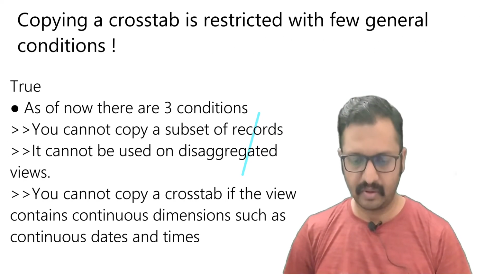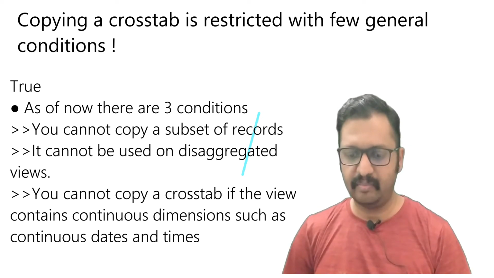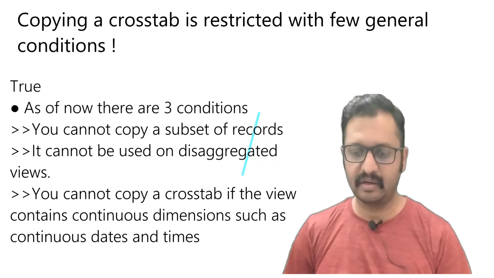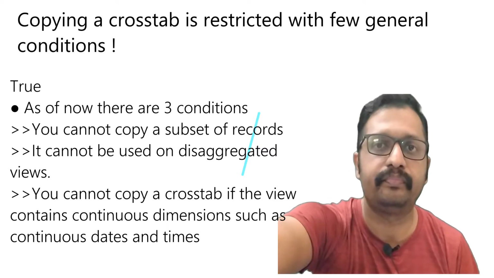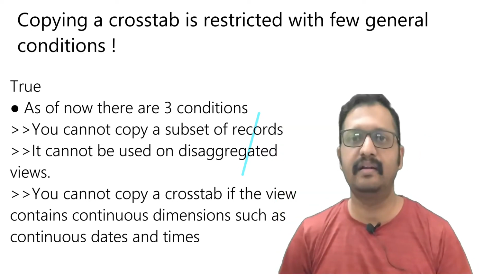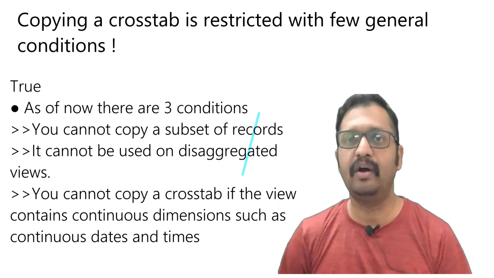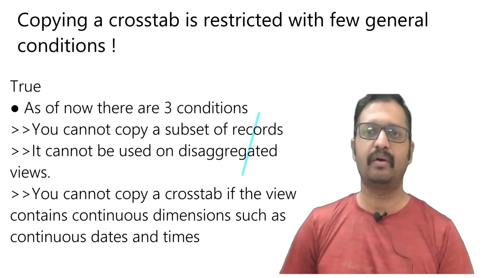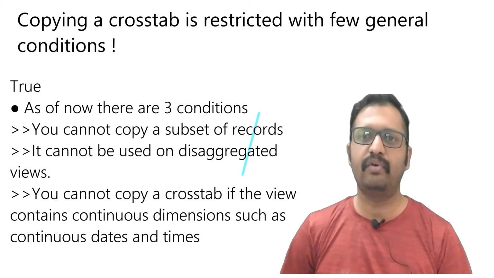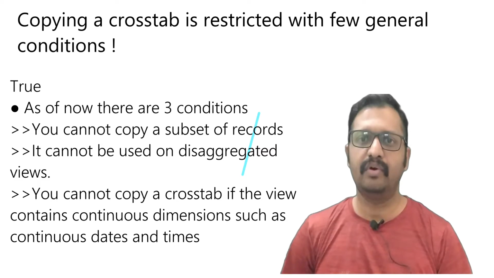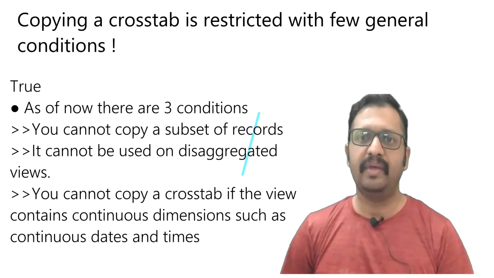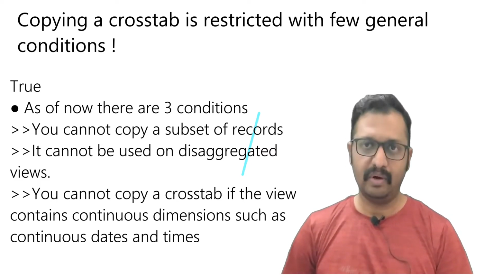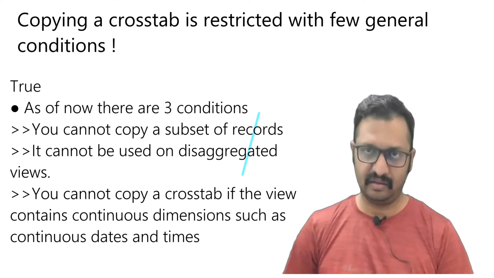Next question. Copying a cross tab is restricted with a few general conditions. Yes, that is true. As of now, there are 3 conditions. You must copy all records in the view. You cannot copy a subset of records. This option is valid for aggregated views only. It cannot be used on disaggregated views. You cannot copy a cross tab if the view contains continuous dimensions such as continuous date and times.